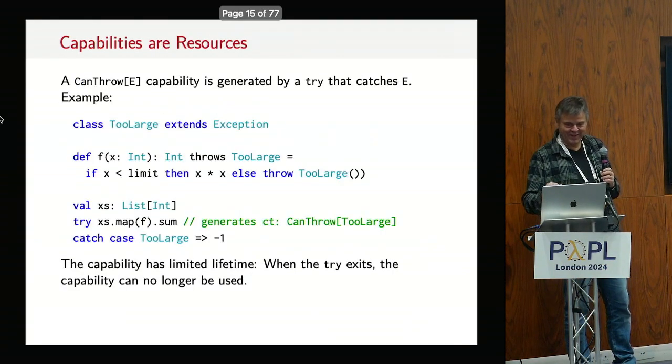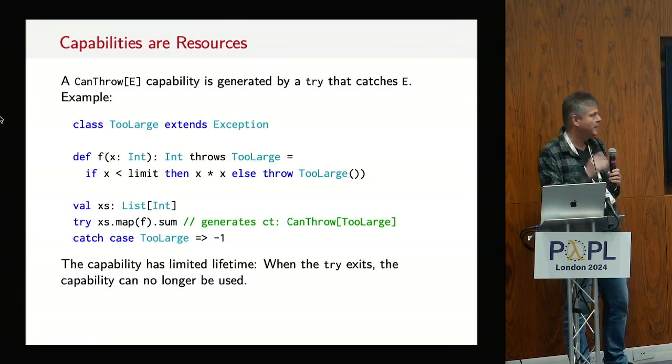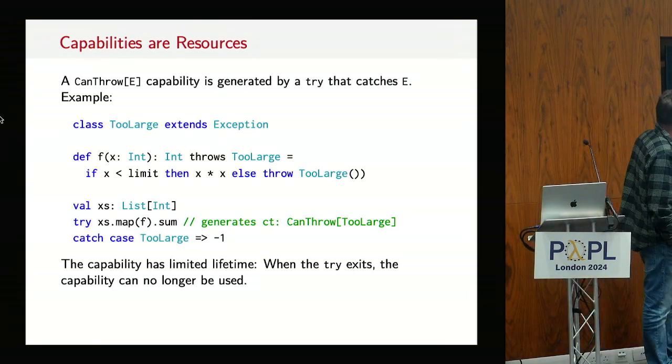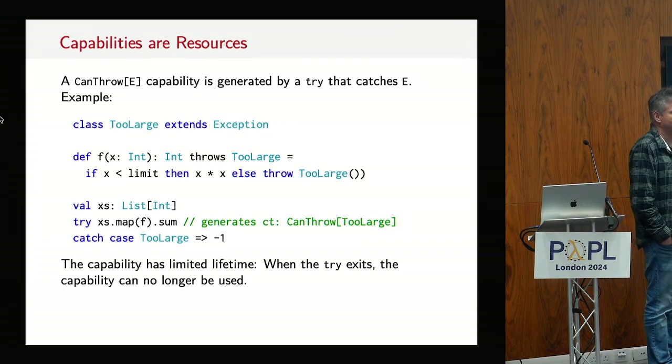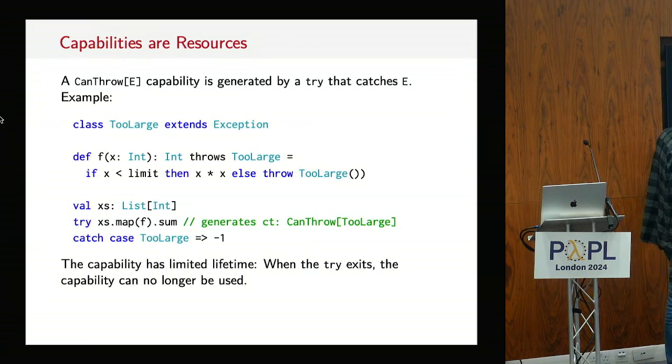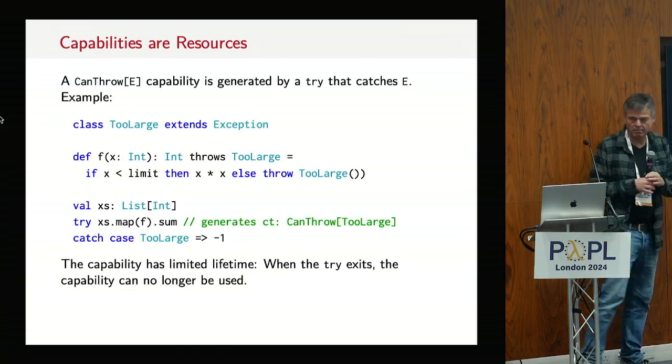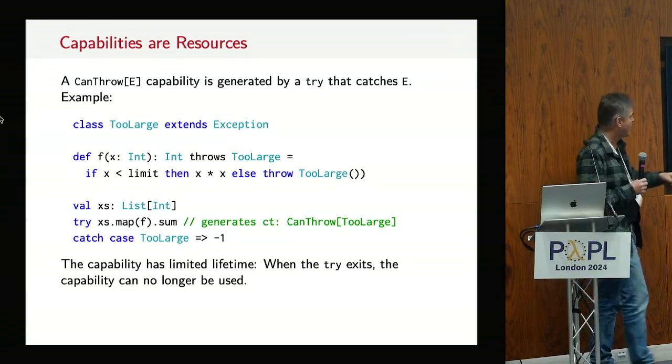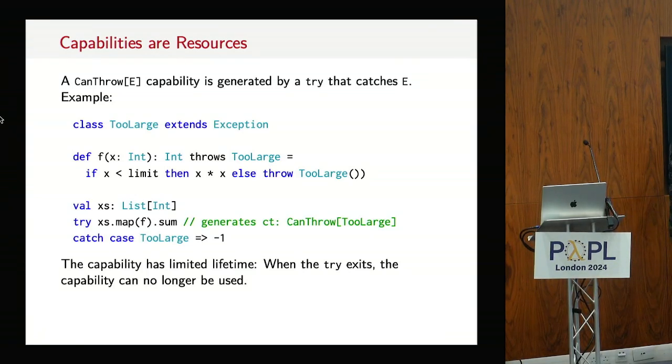Okay, so let's see how these things work, and I just pick exceptions. It's not the best domain for effects, I think, but it's one everybody knows. So here we have an application of map. Let's set up the scene. We have an exception, TooLarge. We have a function that throws this TooLarge exception: if my number gets too large, I throw the exception. And then we have a list of integers. I map the function over the list, and I do the sum. And that function might throw TooLarge. If it throws TooLarge, I catch it here, and I return another value, right?